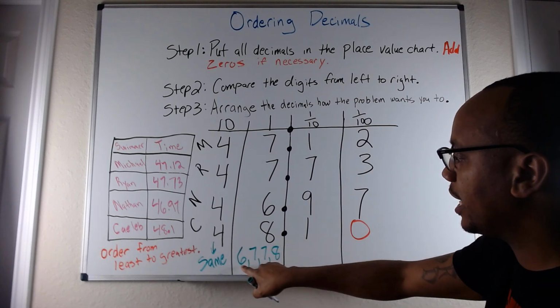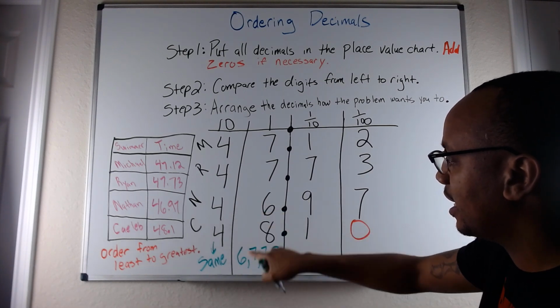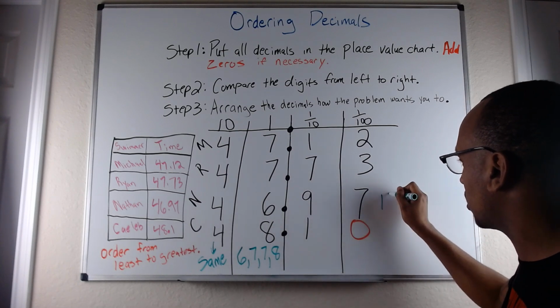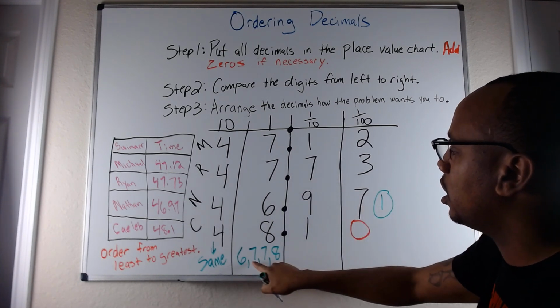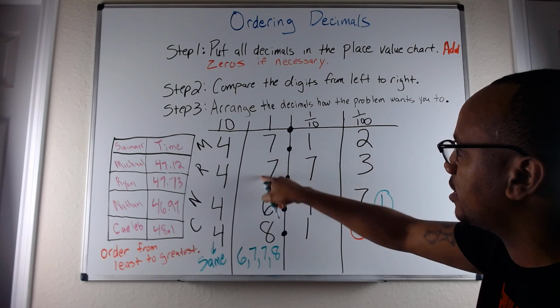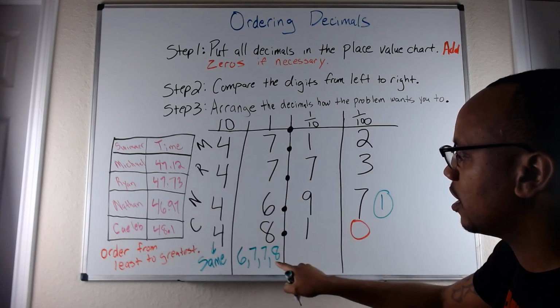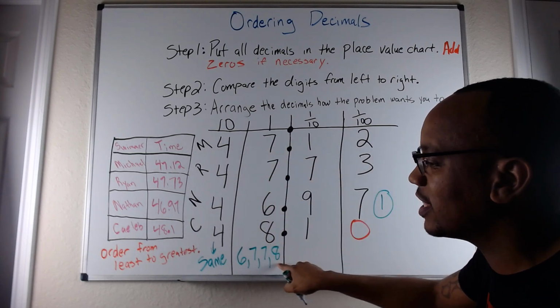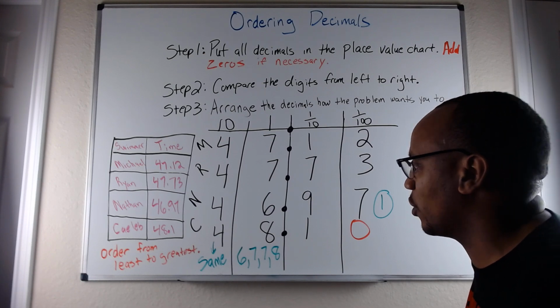So from here, I know that the one with the 6, that's number 1. Number 2 is one of these 7s. Number 3 is one of these 7s. But number 4 is the one with the 8. We know that one's the greatest.